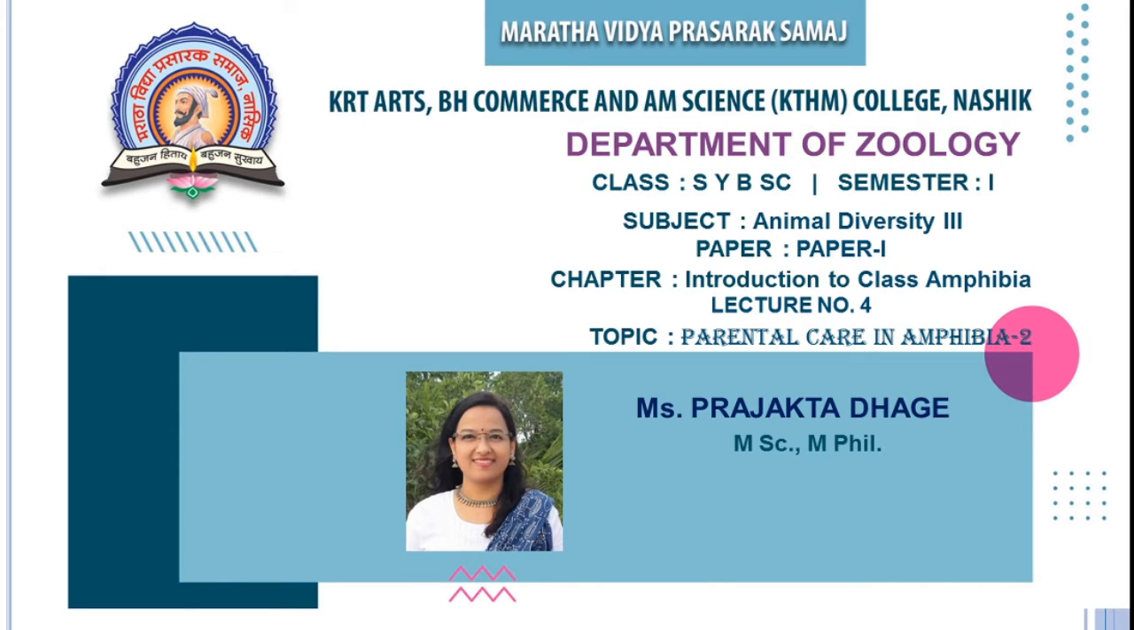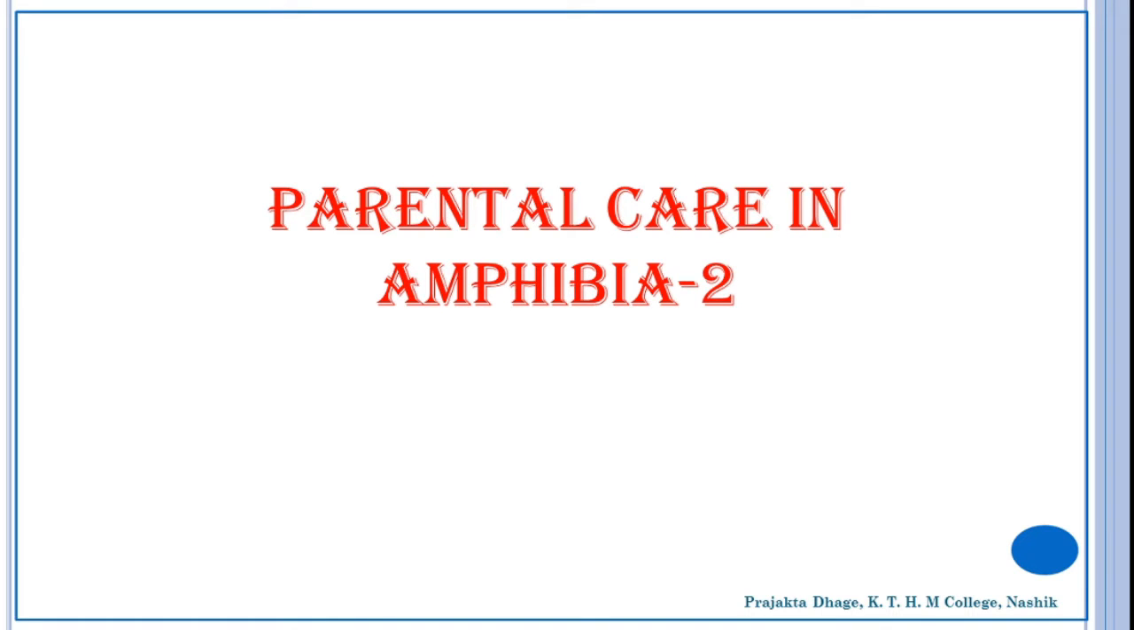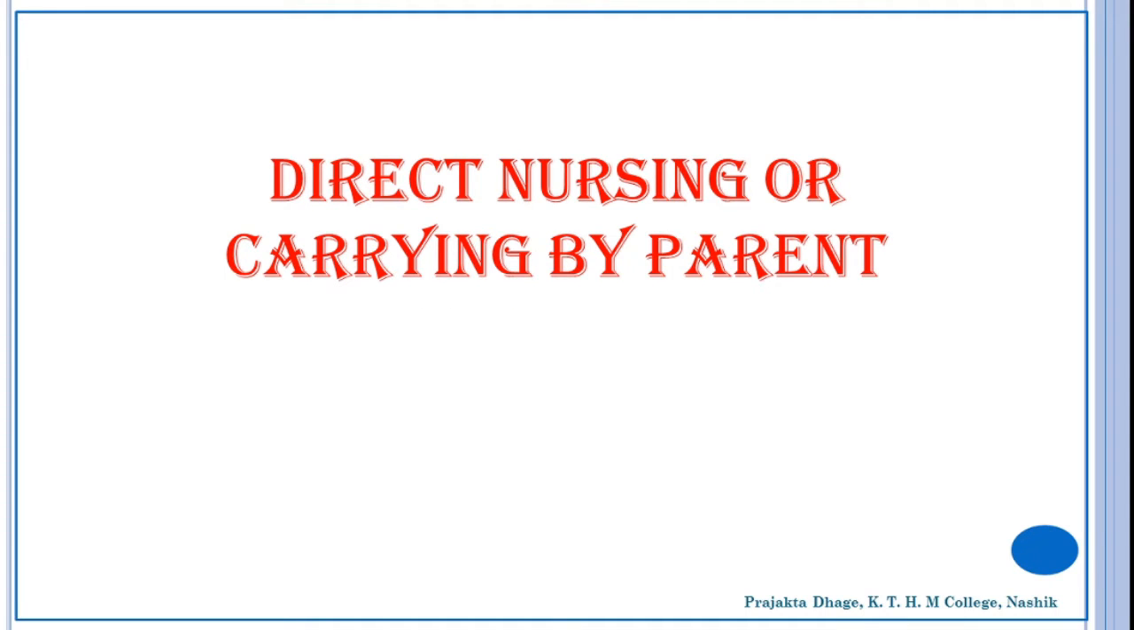The first one is protection by constructing nests, nurseries or shelters, and the second one, which we are going to see in this particular part, parental care in Amphibia part 2, is direct nursing or caring by the parents. Let's see what all is present in direct nursing or caring by parents.